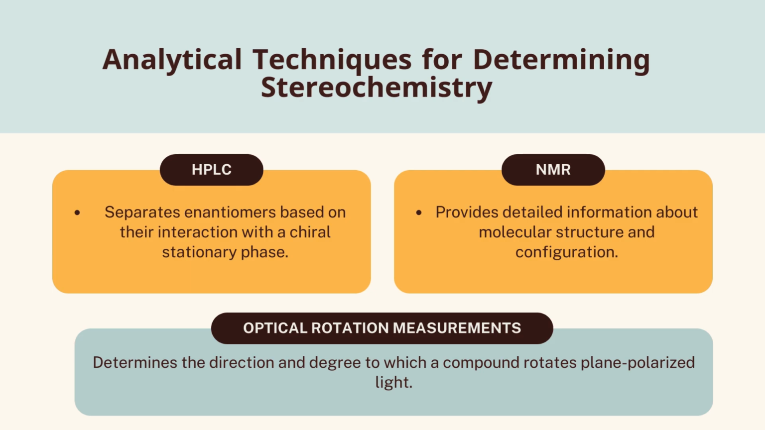Several methods are employed to analyze and confirm the stereochemistry of epinephrine. Chiral high-performance liquid chromatography, HPLC, separates enantiomers based on their interaction with a chiral stationary phase. Nuclear magnetic resonance, NMR, spectroscopy provides detailed information about molecular structure and configuration. Optical rotation measurements determine the direction and degree to which a compound rotates plane polarized light.